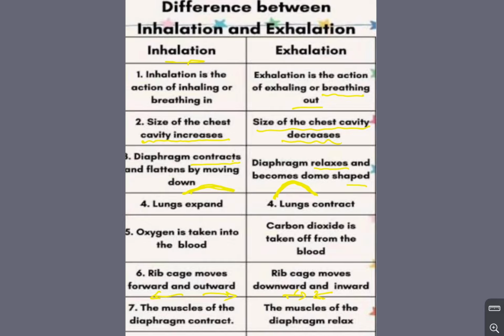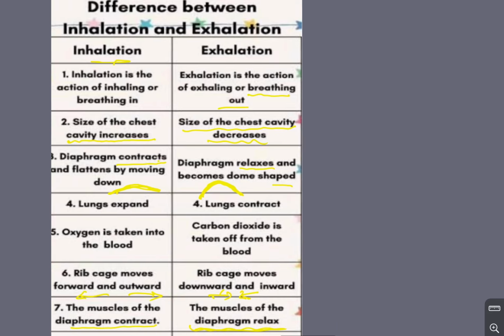You can also experience this just by breathing. Just sit and breathe and feel what's happening to the ribs and to your body. Then take out the air. Breathe in, breathe out. You can understand it by doing one or two breathing exercises. Okay, the muscles of the diaphragm contract, the muscles of the diaphragm relax. Okay, understand? We can move to the next phase. Next slide. Okay, yes.